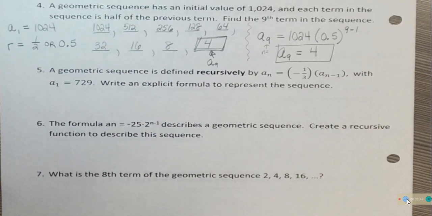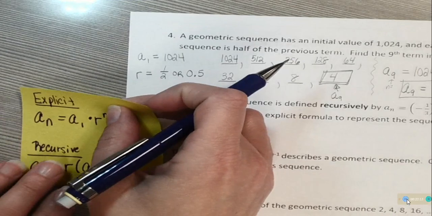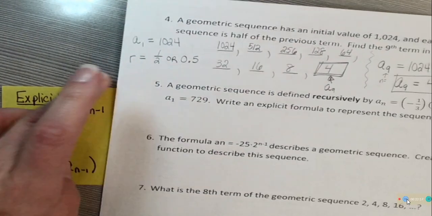Number 5 says, a geometric sequence is defined recursively by a sub n equals negative 1/3 times a sub n minus 1 with an a1 of 729. Write the explicit formula to represent the sequence. So, I gave you one rule. I gave you recursive. I need you to turn it into explicit. So, let me look at my explicit rule right here. There's my explicit rule.